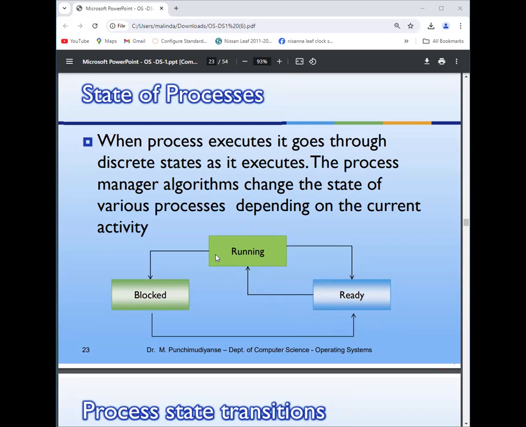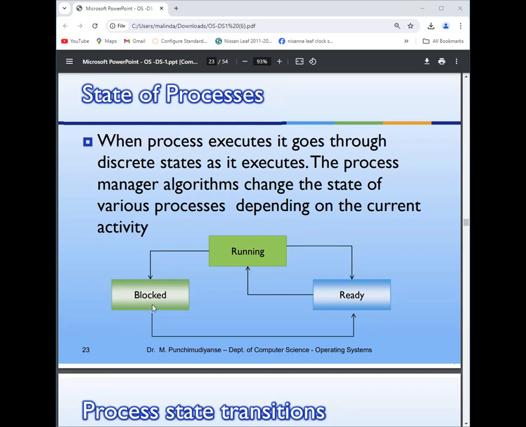Then the running process may be waiting for input or output, like reading from a keyboard for a user input, or waiting to read the hard disk and get some data, or waiting for some other process. So the running process will be moved on to the blocked state because it cannot utilize the CPU. It moves to the blocked state and allows another process to run on the CPU.